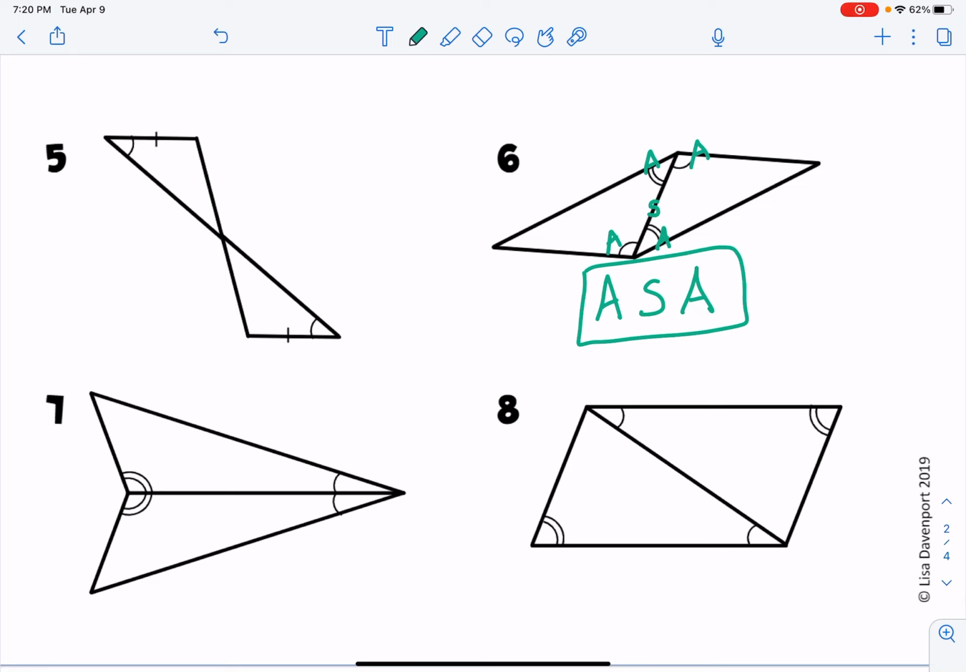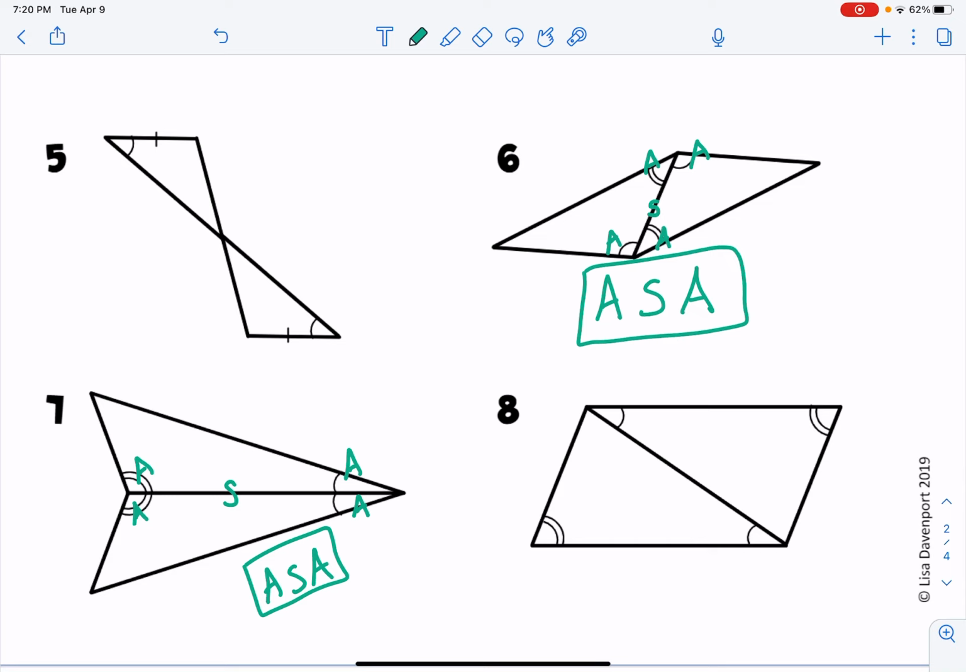Let's look at number 7. On number 7, we start with a pair of corresponding angles. So I've got A and A. We have a shared side here. So that's going to be our side for the two triangles. And then we have a pair of corresponding angles that are congruent. So that's going to be another angle. So when I write out my theorem, it's angle, side, angle. And that's how it's congruent.